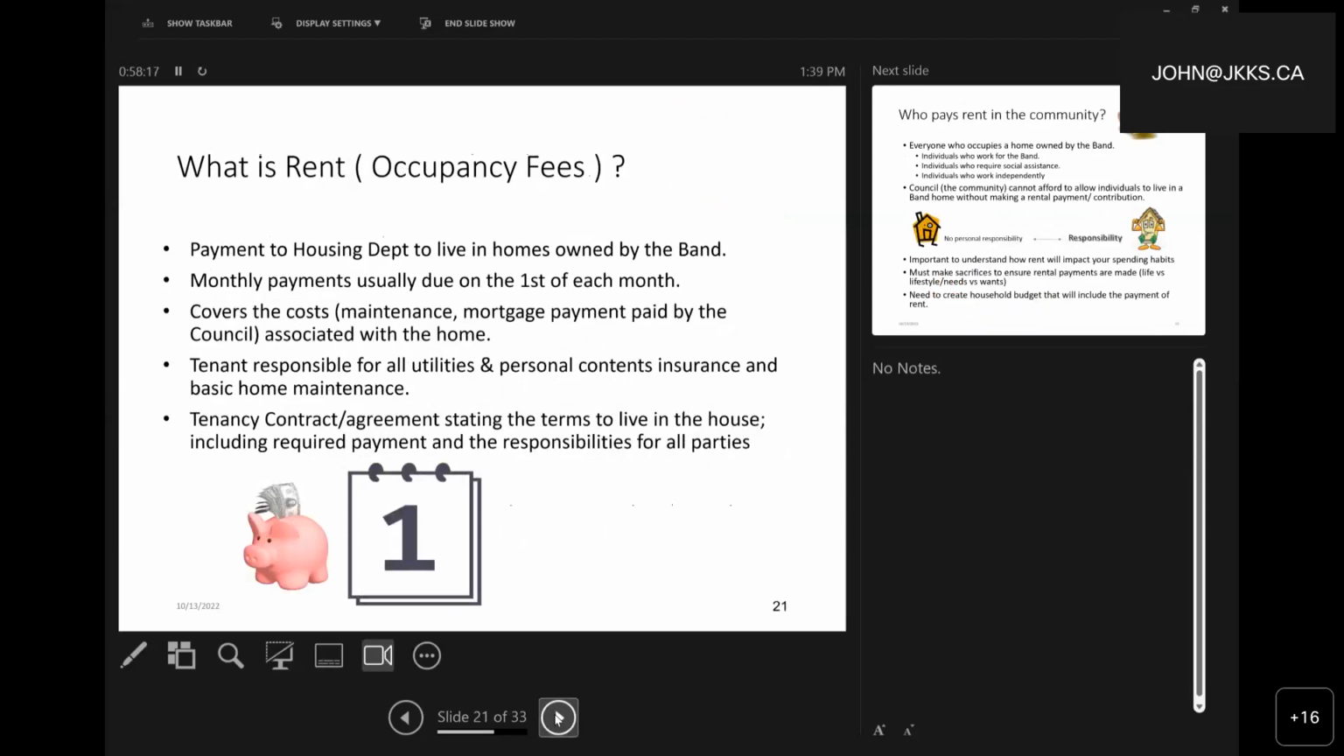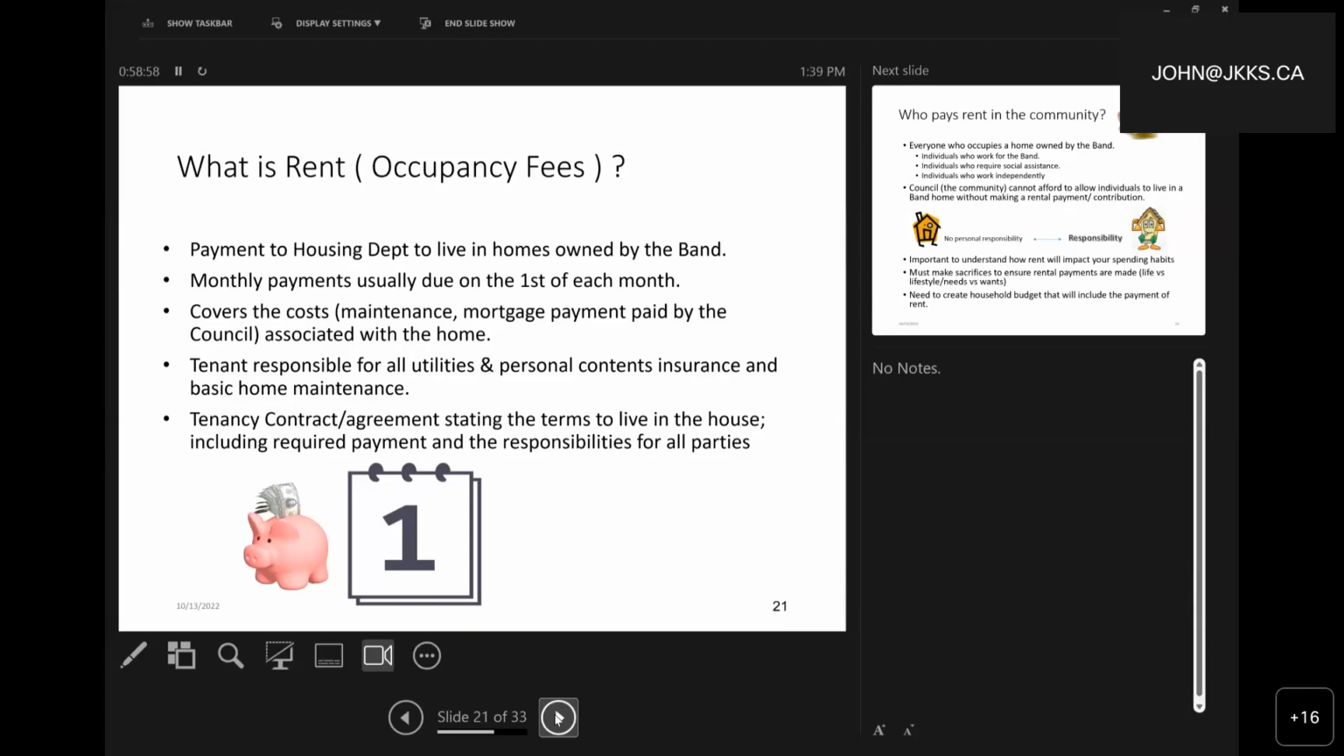So, basic question: what is rent? Well, it's a payment to the housing department to live in a home owned by the community or by the band. It's a monthly payment, usually due on the first of each month, and it should cover the cost of maintenance and the mortgage payment associated with the house. So it's not just that the band has a mortgage payment of $800, so that's the rent. We will show that there are also other costs that have to be covered.